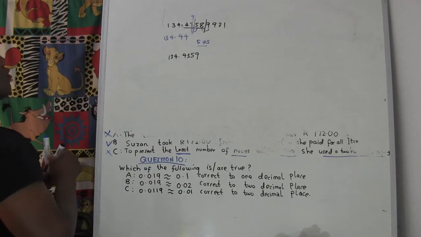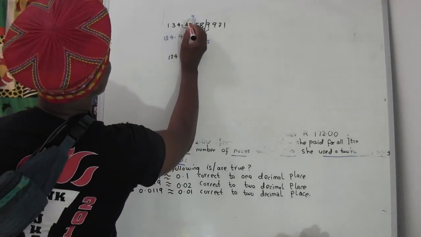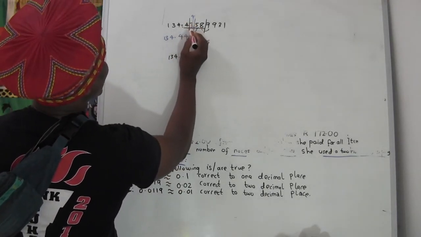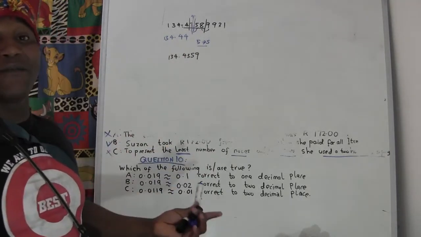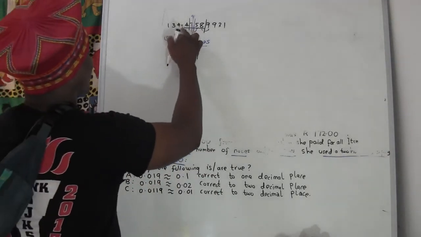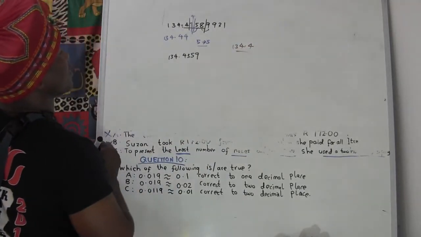Okay, now to 1 decimal place. One decimal place means, this is my decimal, I'm going to stop here, 1 decimal place, and then look at this number. Is it 5 or more than 5? No, it's just 3. It's not even 5. So you cannot change this number. So the answer is going to be 134.4. You know what I'm saying?